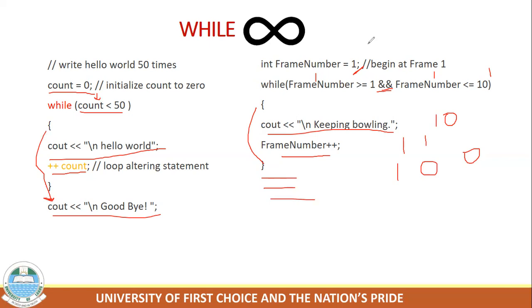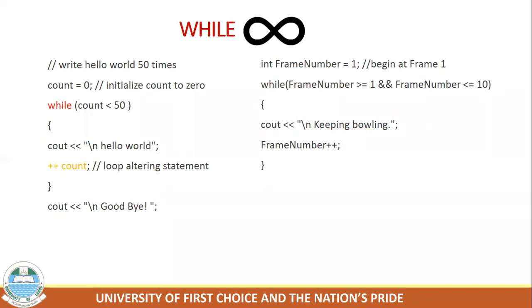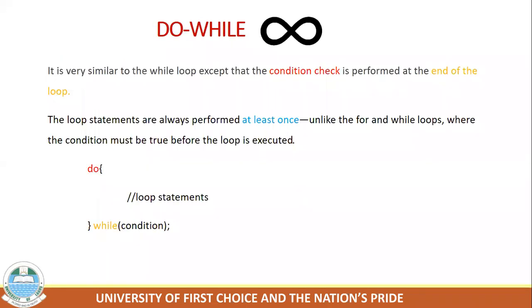All right, so let's continue. Now that we have covered our while loop, the next loop we have is what we call the do while loop. It is very similar to the while loop, except that the condition check is performed at the end of the loop.